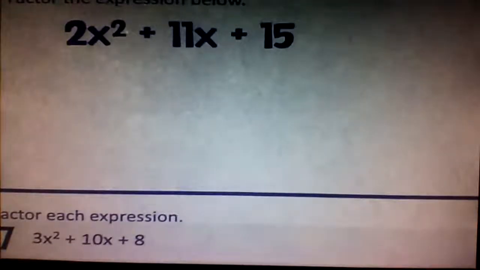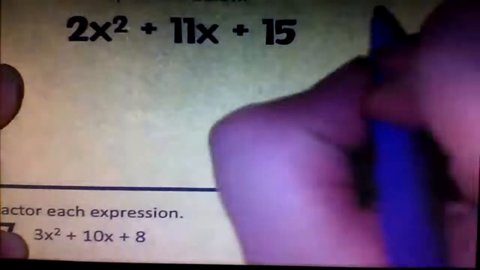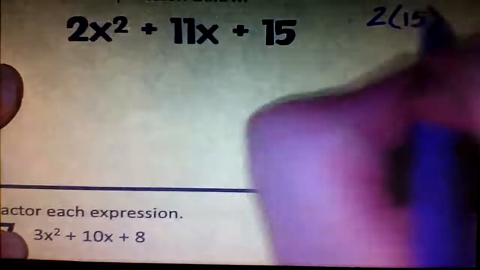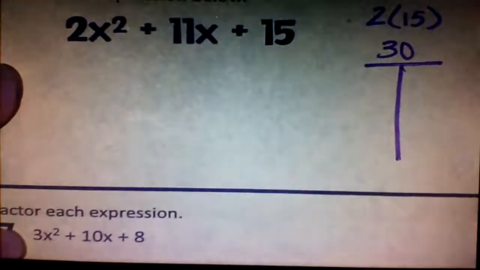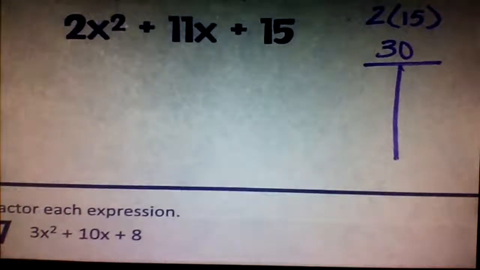Okay. Again, ask yourself, is there a greatest common factor? No. You have 2, 11, and 15. No greatest common factor. So now I multiply 2 times 15, which gives me 30. Without writing all the factors, can somebody come up with the two numbers that would multiply to give me 30 and add together to give me 11? 5 and 6.